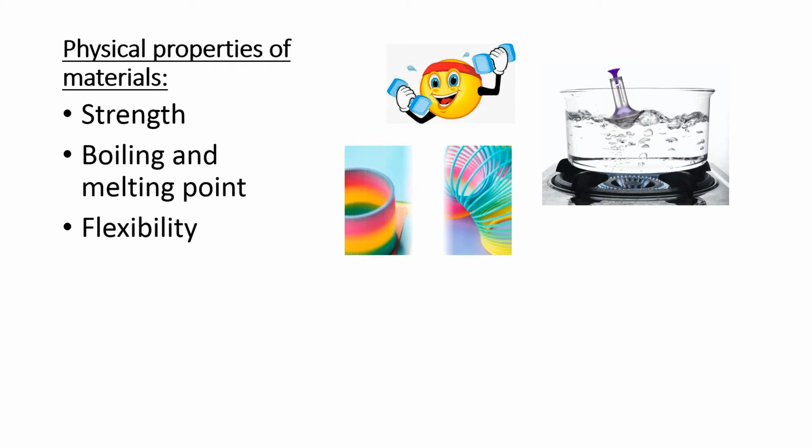Flexibility. It's like you have a spring. It goes from one side to the other side. Another form of flexibility is a rubber band or a hair tie for the girls. It's something that you can turn and twist and everything, but it won't break.